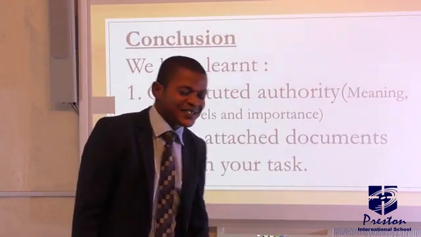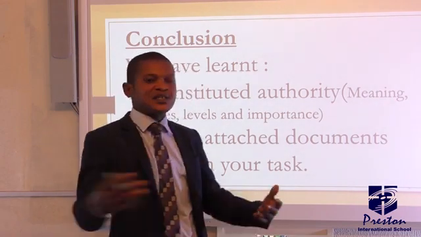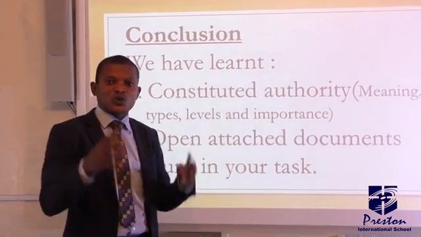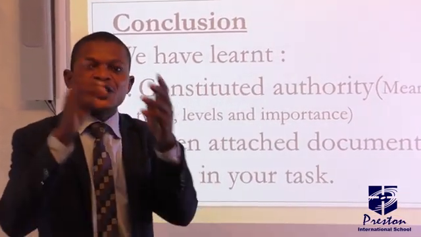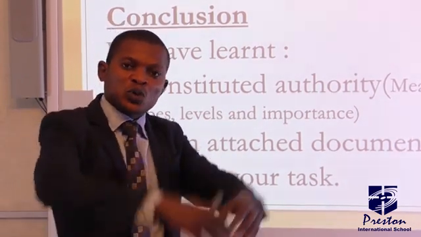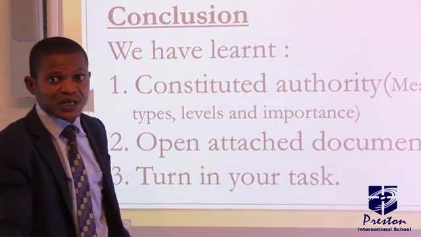Since we have looked at the meaning of constituted authority, the levels, as well as the types and importance, we have come to the end of the class. Don't forget, I told you constituted authority is simply an individual or a group of people that have been given power to direct the activities of that place. It can be a country, it can be a state.